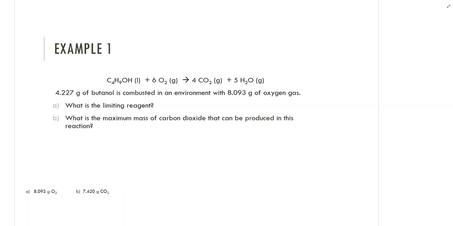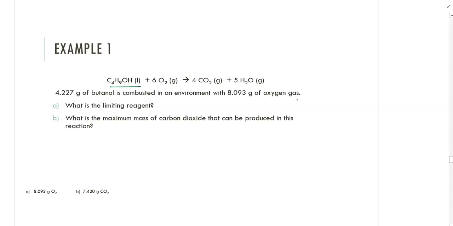All right, so in this example, we're going to look at how the limiting reagent problem works out with the butanol, which is this substance right there. And then you have some oxygen that it burns with to produce carbon dioxide and water. So this problem is going to be kind of a classic example because it gives you amounts of each substance, 4.227 grams of butanol and 8.093 grams of oxygen gas.